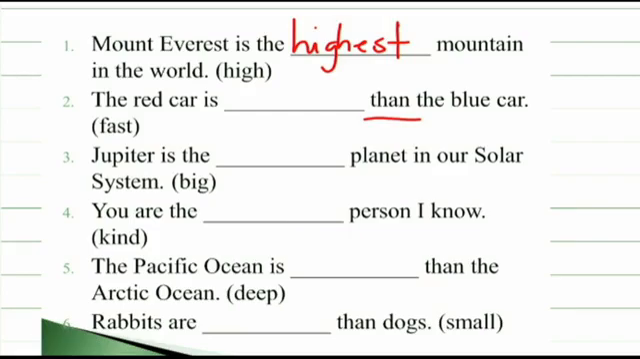Can you spell faster for me? Faster. Very good. Thank you so much for that call and your correct contribution there. So far, so good, right? And look at number 3 now. Jupiter is the something planet in our solar system. Give me the correct form of the word big.